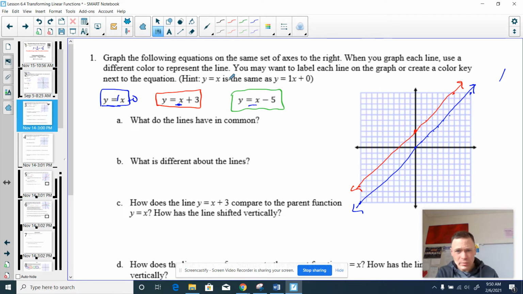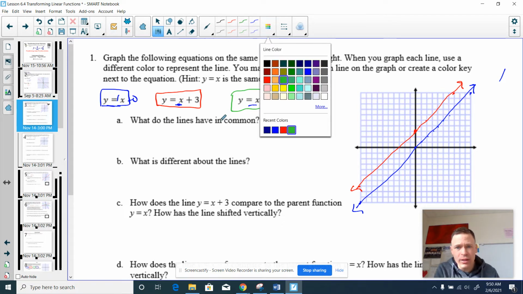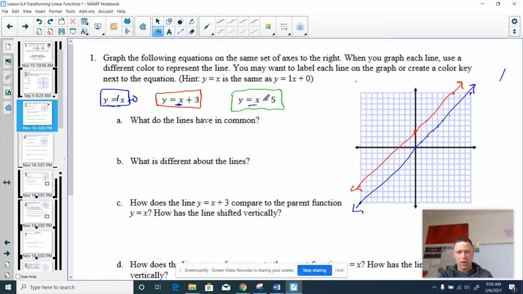Now I will choose a green color for the last one. My y-intercept is now -5, so -5. I'll count again: 1, 2, 3, 4, 5. And it's the same exact slope. So up 1, right 1, up 1, right 1, up 1, right 1, up 1, right 1, following that same pattern all the way up. Then following it down, my line looks like this. The more points you put on a graph, the more accurate your graph is going to be.